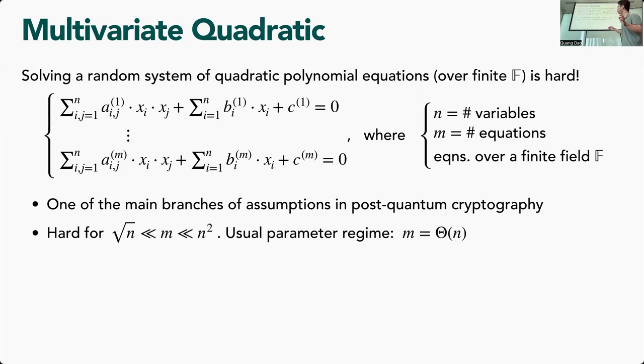Yeah, but also the caveat here is that it's not secure for every choice of parameter. It's only secure when m is within this range between square root of n and n squared. So when you say solving, it means the adversary has to find a solution when there's a solution.